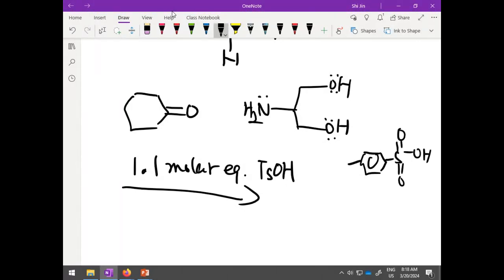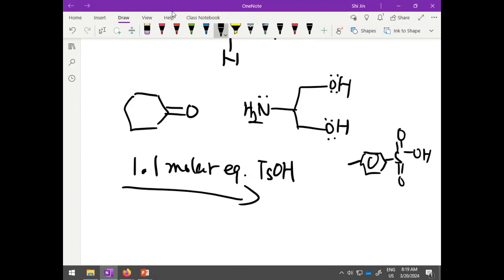It's a strong acid catalyst, as we mentioned in the earlier chapter. In this case, what will be happening? This 1.1 molar equivalent is important. So that means something will be protonated. What will be protonated? The N will be protonated, because that's the most basic atom here.